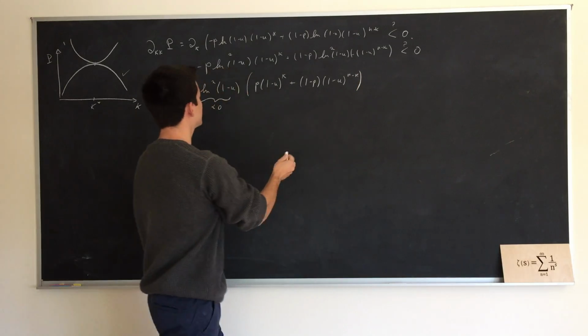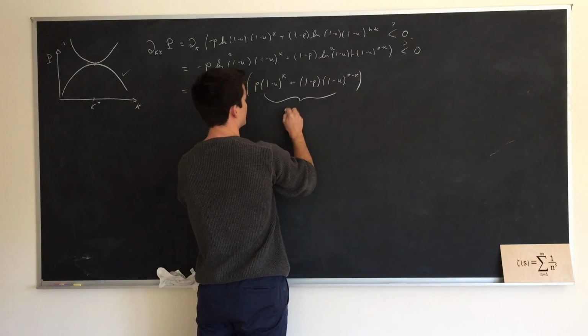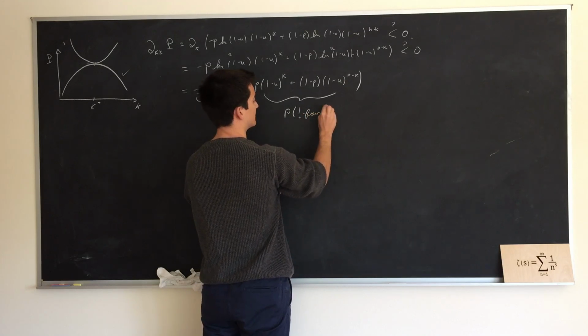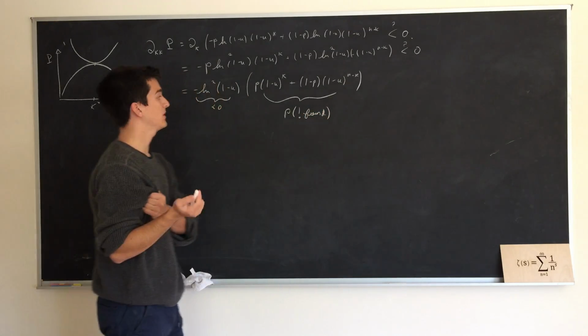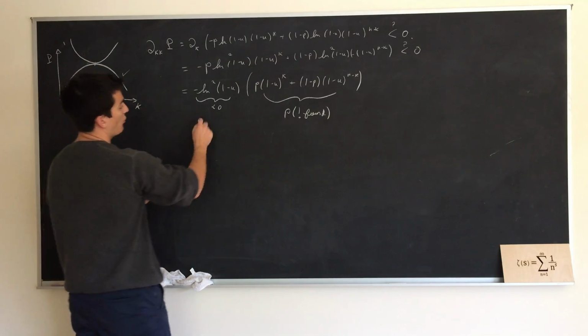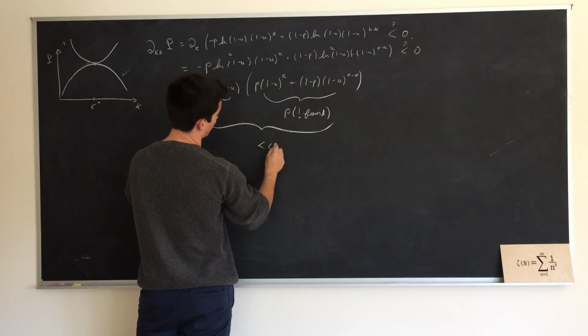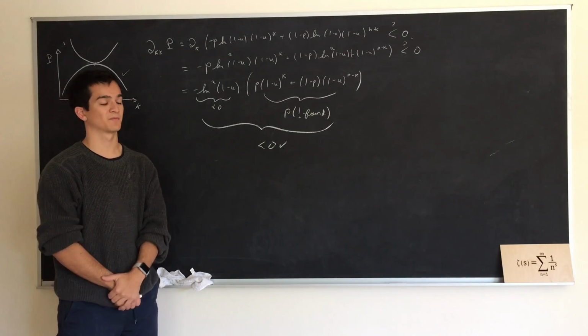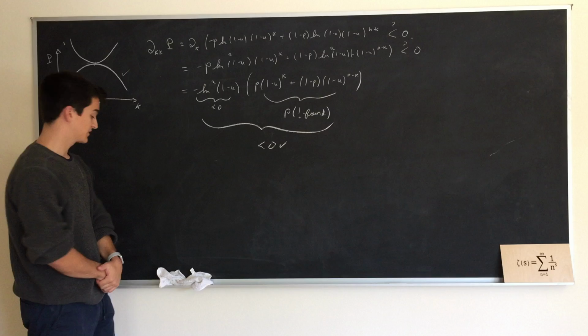And if you remember, this here is the probability that the kid is not found, which is between 0 and 1. So this whole quantity is in fact less than 0, and we found a local maximum, or a global maximum.